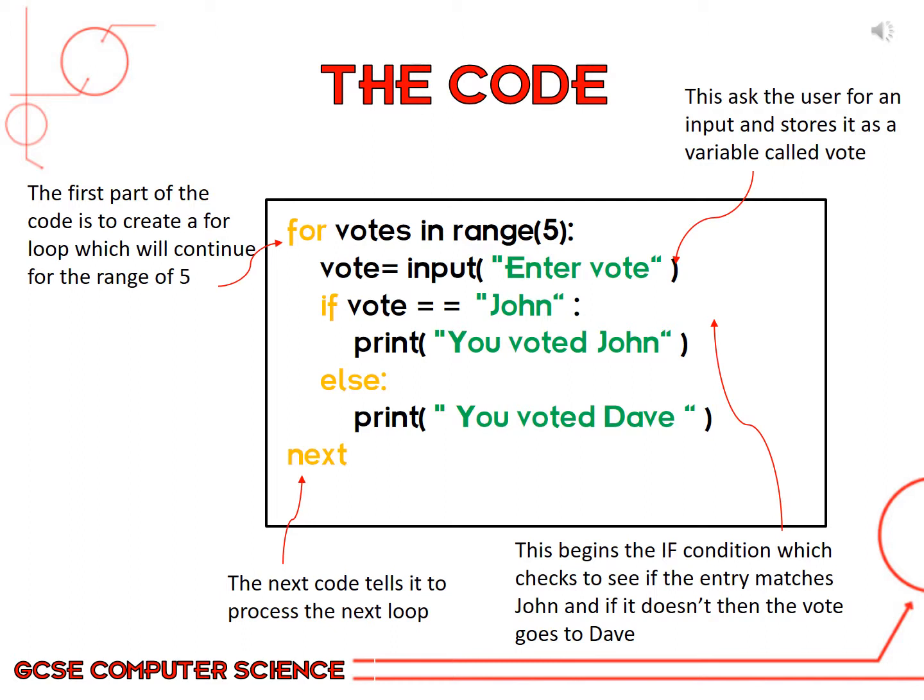So the first thing you do is ask them to enter a vote. If what they vote for is equal to John, then it'll print you voted John. Otherwise, it'll say you voted Dave. So obviously this program is not perfect by any means, but it's very, very simple, and it can help you to understand what is going to be looped. So it's basically just going to run the vote equals input line and the conditions over and over again 5 times.